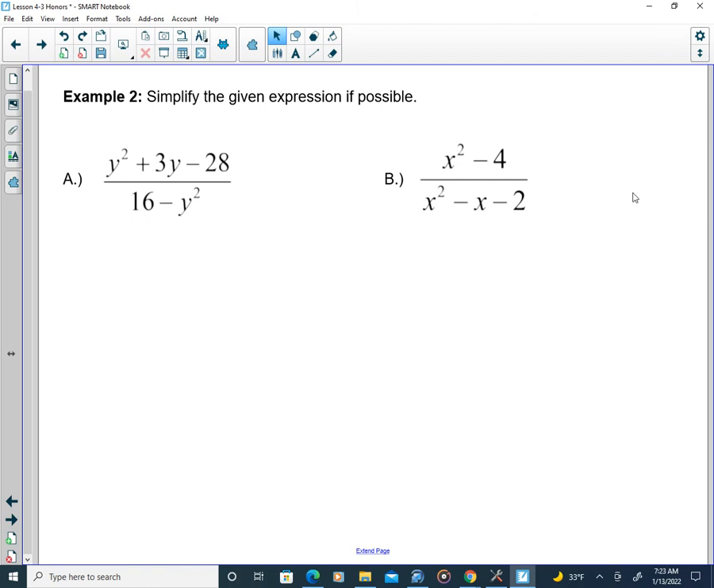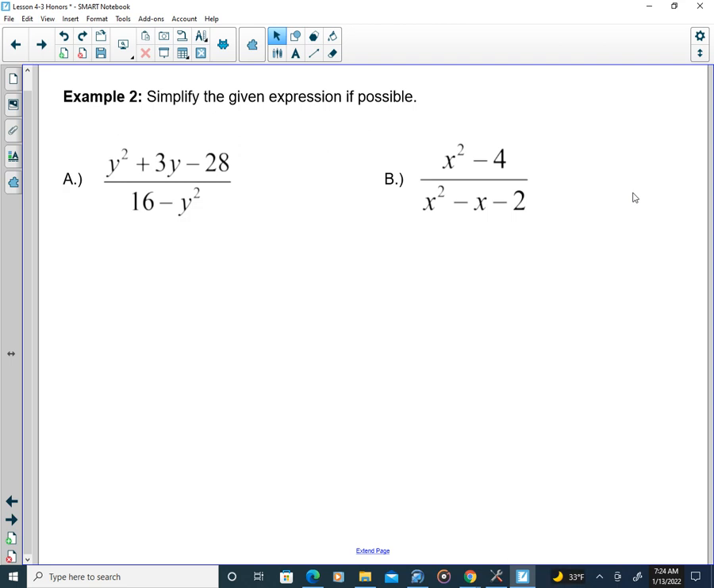Welcome back. Yesterday we learned how to simplify rational expressions when your factors are opposite by factoring out a -1. You might have to do some of that on today's assignment, but today's assignment is going to focus more on factoring quadratic trinomials. So let's look at example 2b here. I want to simplify this rational expression.